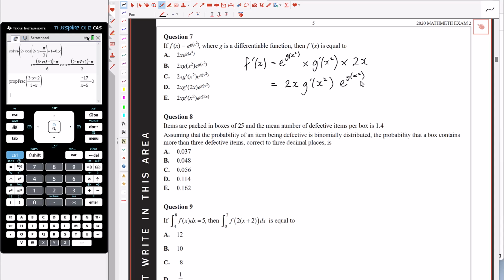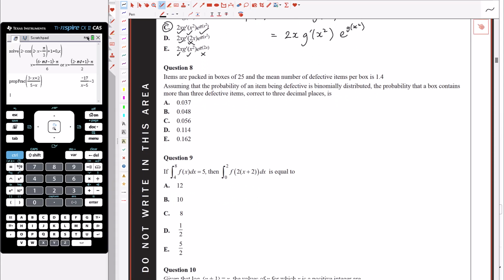So g dash at x squared, so there's the 2x, there's the g dash at x squared. No, that bit's wrong. The 2x, the g dash at x squared, and that one. So option C.